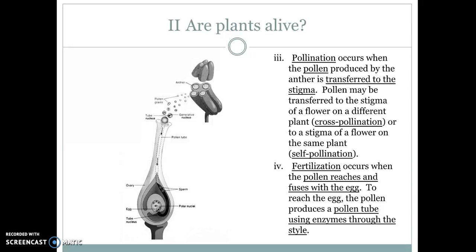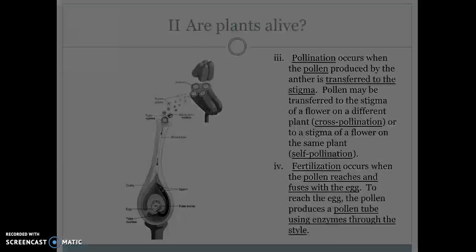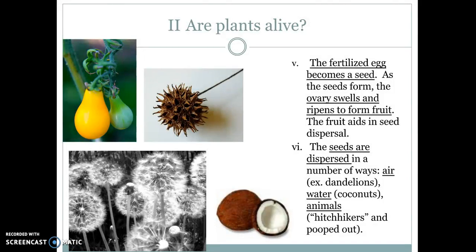Pollination occurs when pollen is transferred from the anther to the stigma. The pollen can be transferred to the stigma of a flower on a different plant, which is cross-pollination, or to the stigma of a flower on the same plant, which is self-pollination. So they can actually pollinate themselves, which is pretty cool. And then fertilization occurs, of course, when the pollen reaches and fuses with the egg. So then the fertilized egg becomes a seed.